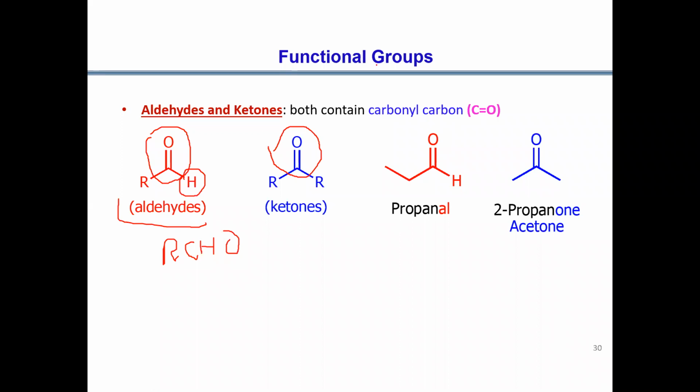Yes, it has a carbonyl group, that's right. But how many hydrogens do we have in formaldehyde? Two. Absolutely, right? In the other aldehydes, at least we have one hydrogen and then we have one carbon, right?